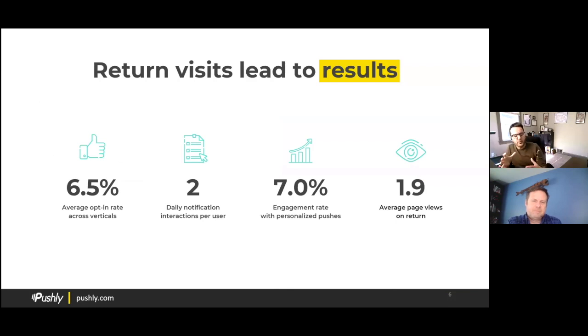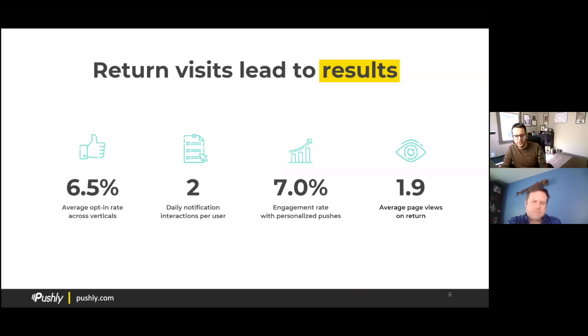So as we look at the Pushly network, and people always ask, okay, what are the stats? We see a 6.5% subscription rate across all verticals on our platform. That is produced because your account managers help you manage your opt-in flows, run A/B testing to find the most optimal flow, and a number of different things. And I'll show you what that looks like in the platform as well.